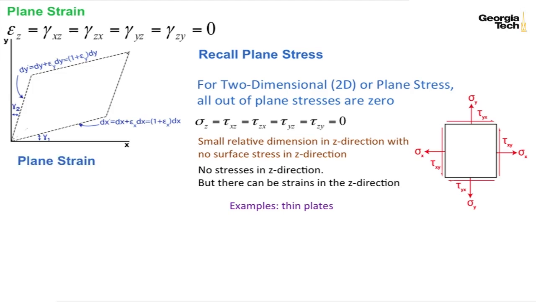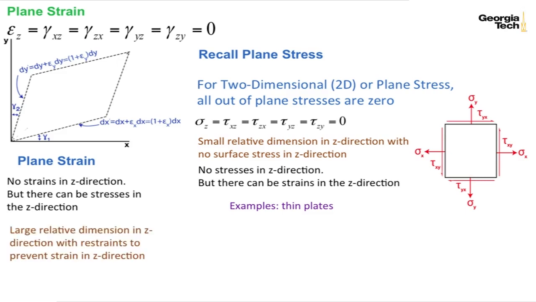Now we're talking about plane strain. And in an analogous way, there are no strains now in the z direction, but there can be stresses in the z direction. And so we have generally, with the case of plane strain, a large relative dimension in the z direction, and we have restraints to prevent strain in the z direction, so therefore we can have stresses in the z direction. And the types of problems we solve are what we call thick plates, or thick dimensions for our structures.